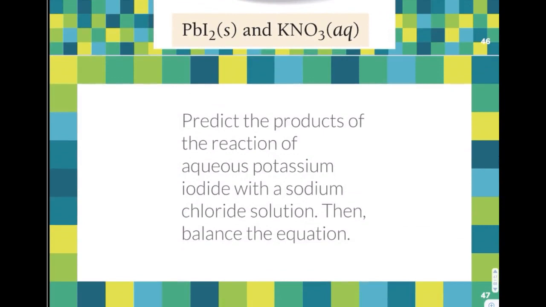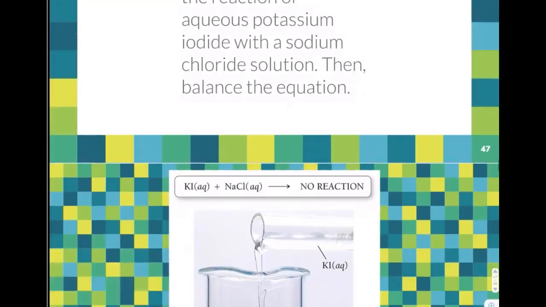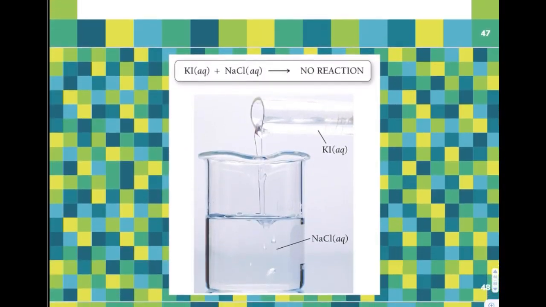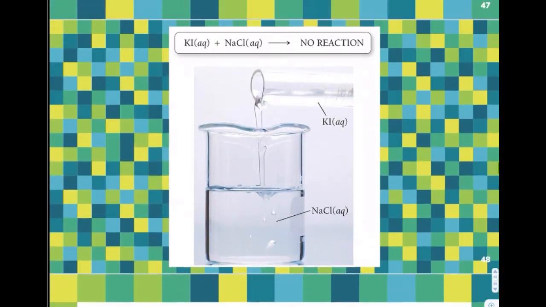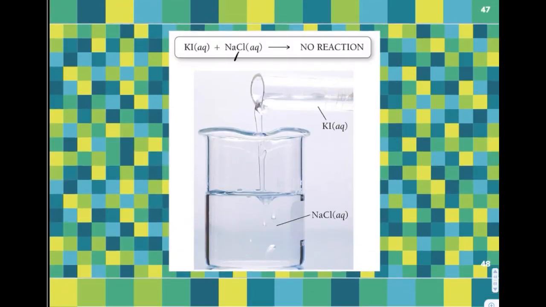Pause and predict the reaction between aqueous potassium iodide and sodium chloride. So you actually get no reaction here. It's no reaction because your products are the same. So what does it mean to have sodium chloride, aqueous? It means sodium ions and chloride ions, just floating around. And it means potassium ions and iodide ions, just floating around.